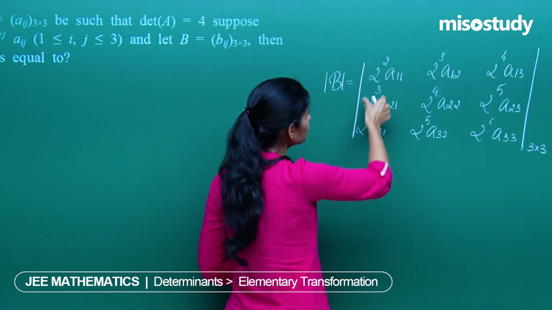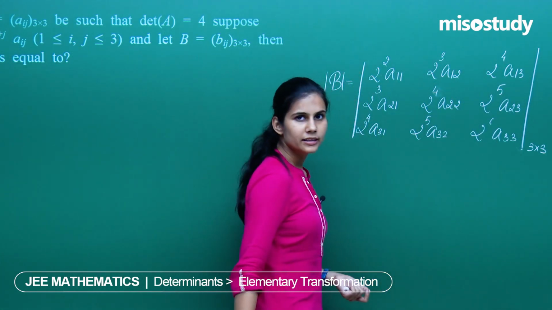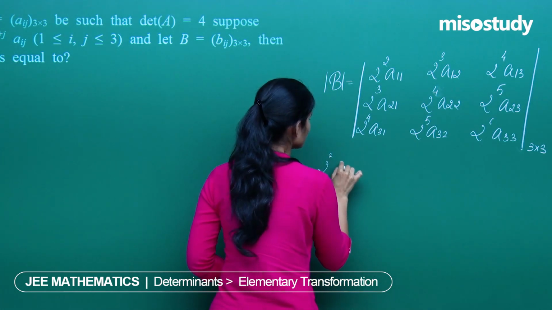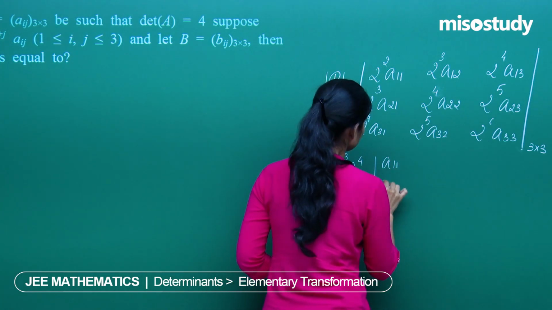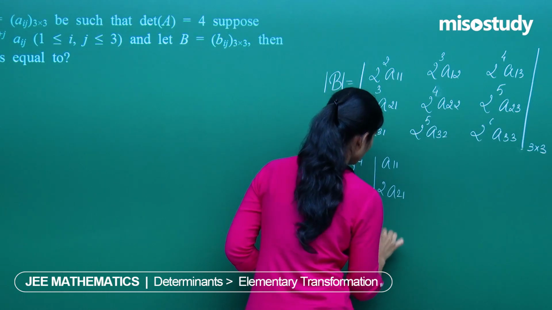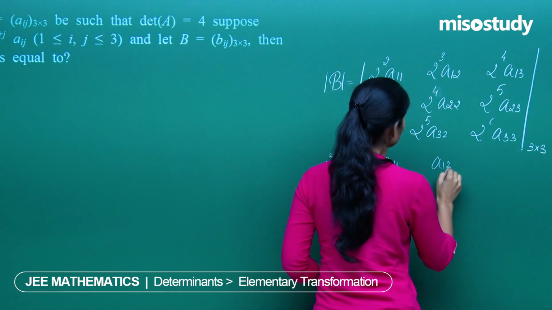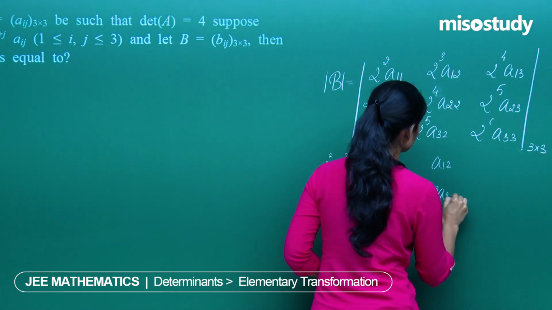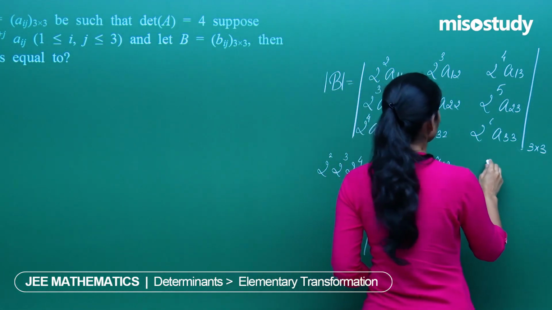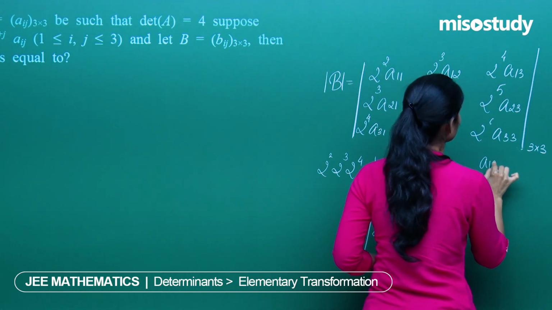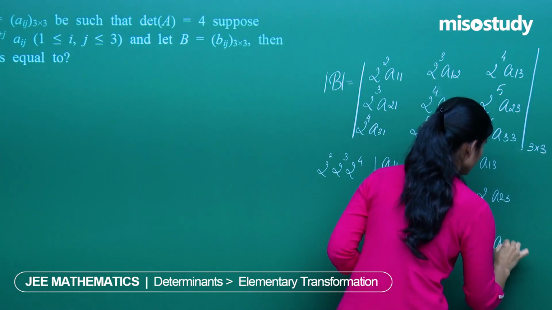Now you can see 2 square common in the first column, 2 cube common in the second column, and 2 to the power 4 common in the third column. So I can write this as 2 square, 2 cube, 2 to the power 4 common. You are left with A11, 2A21, and 2 square A31. Then here 2 cube was taken out common, so here you have A12, then you have twice of A22 and 2 square of A32. Clear? From here you took out 2 to the power 4 common, so left with A13, 2 A23 and 2 square A33.